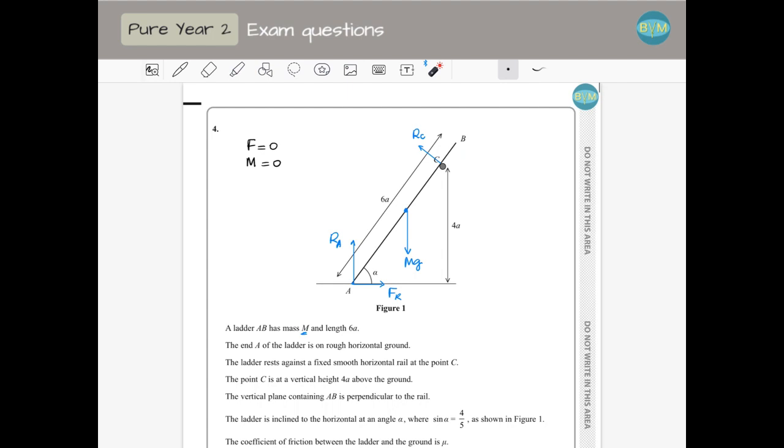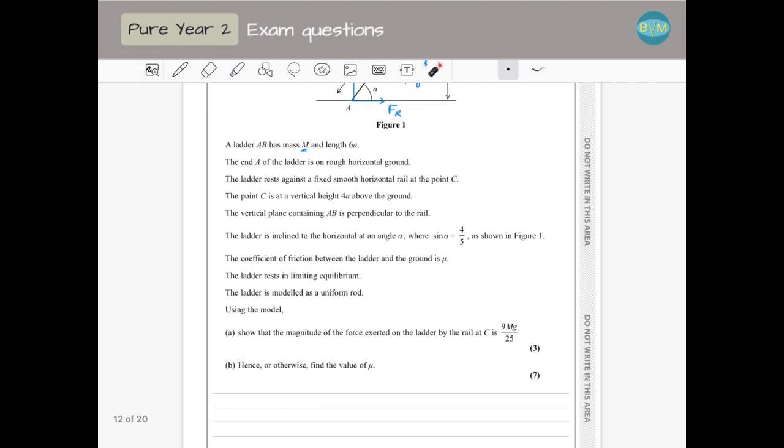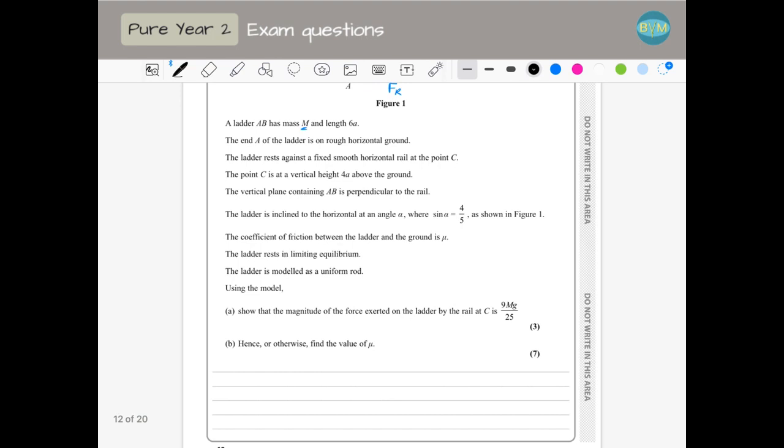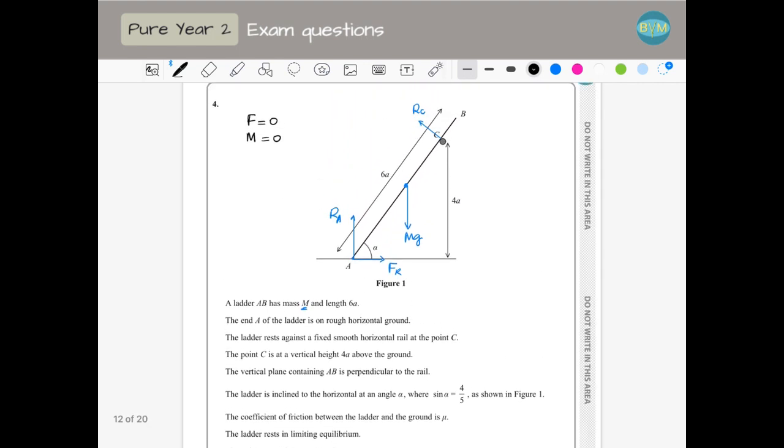If you think a tiny bit about where to take moments, you will see that taking moments about A is going to help you, because RA and F are not going to produce moments about A because the distance is 0. So I'm going to have only this one and this one in my equation. So let's take moments about A. Moments about A must be 0, so the clockwise moment is going to be equal to the anti-clockwise moment.